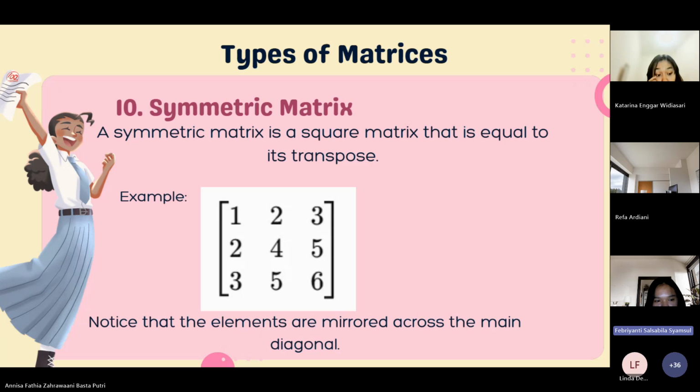Next is the symmetric matrix. A symmetric matrix is a square matrix that is equal to its transpose. This means the elements are mirrored across the main diagonal.